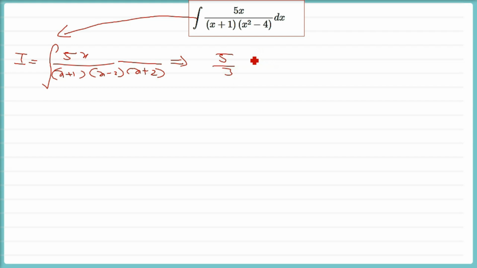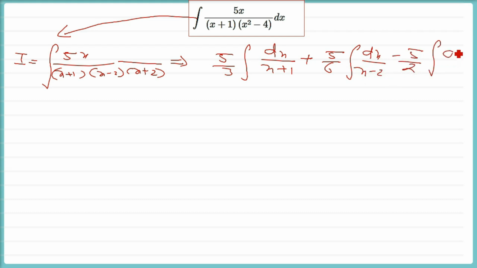If you get any A, B, C different, don't worry about that. Just understand the concept. A, B, C can be different from what you have evaluated or what I have evaluated. So 5 by 3 integration dx by x plus 1. B is 5 by 6 in this case, integration dx divided by x minus 2, minus 5 by 2 integration dx divided by x plus 2. Let me reiterate, you can get the A, B, C values different, because it's just what you have put in below A, B and C.